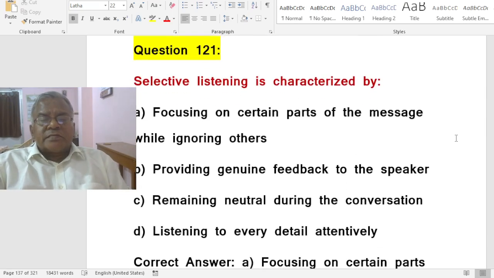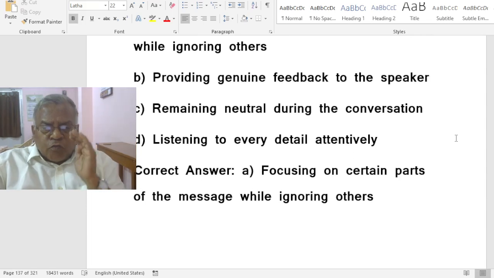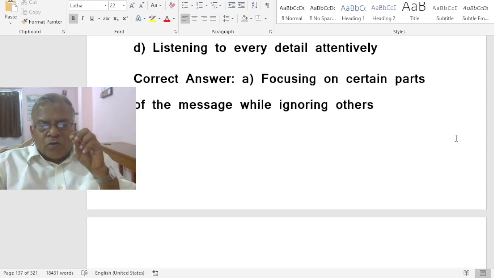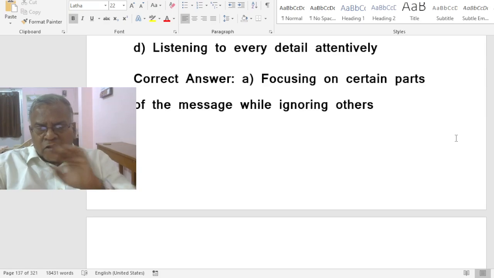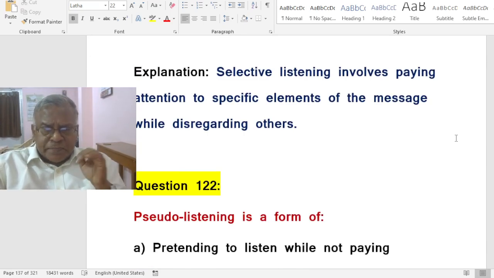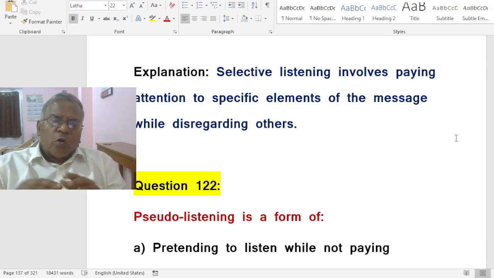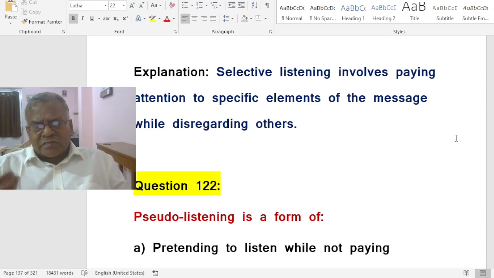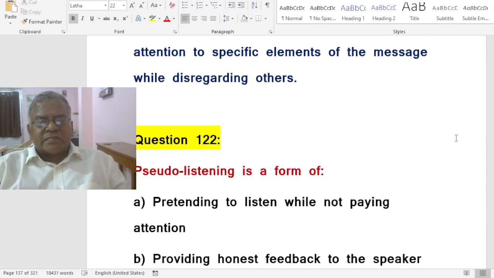Yes, selective listening is characterized by focusing on certain parts of the message while ignoring others. What is needed, you are not interested in other ideas. That is the meaning of selective listening. You focus your attention only on some points, not all the points. So, selective listening involves paying attention to specific elements of the message while disregarding, omitting others. Certain messages are omitted, only some messages are taken. That is called selective listening.